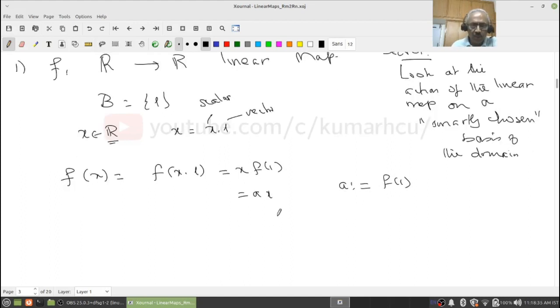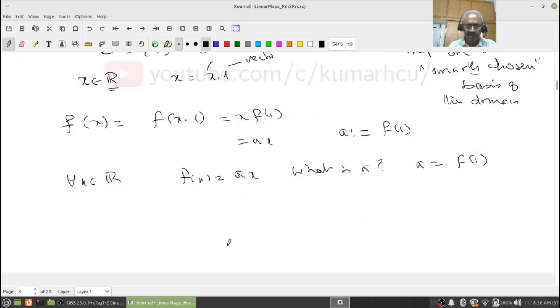So what have you found? If f is a linear map from R to R, then it is necessarily of the form: for all x in R, f of x is equal to ax. And do I know what a is? Yes, a is the value of f at 1, because if you put x equal to 1, then you get a.